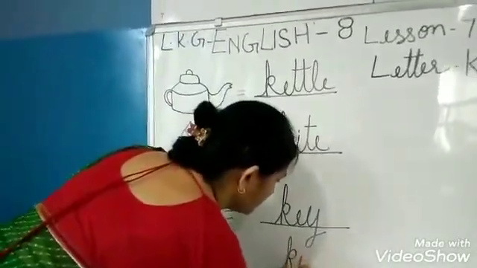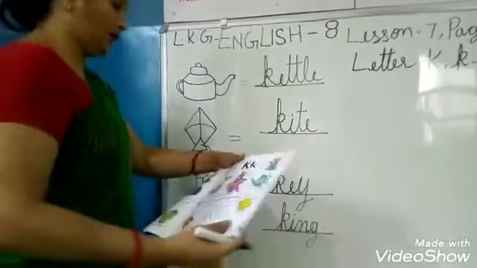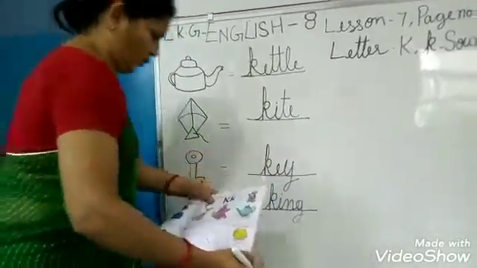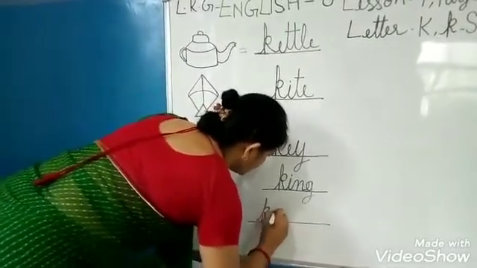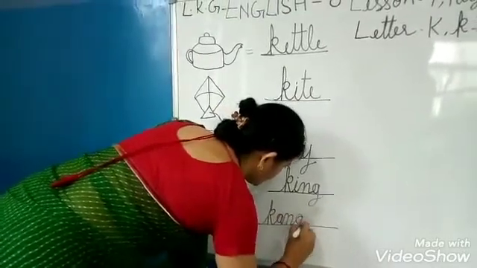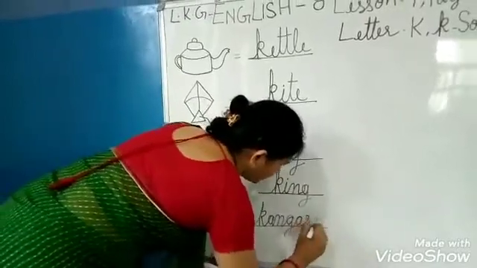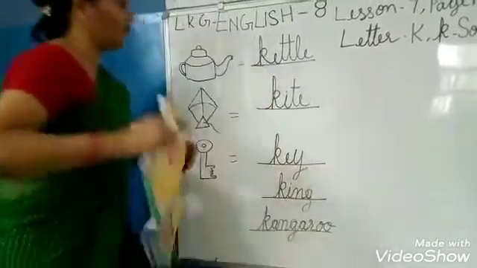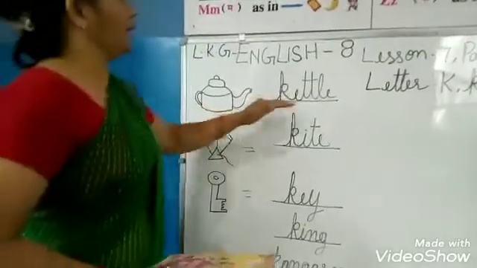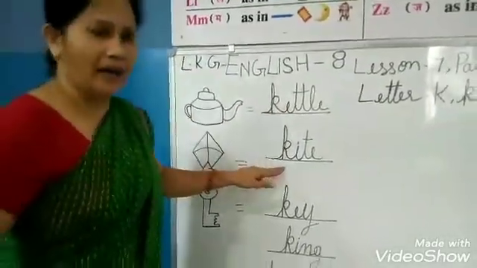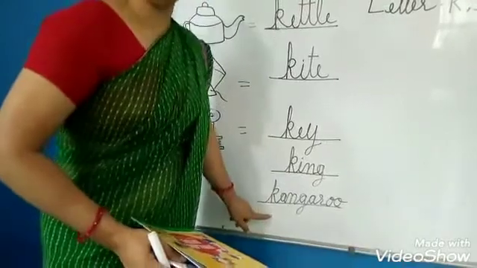Okay, and K for king, and K for kangaroo. Okay children, kangaroo. So now repeat again. K for kettle, K for kite, K for key, K for king, and K for kangaroo.